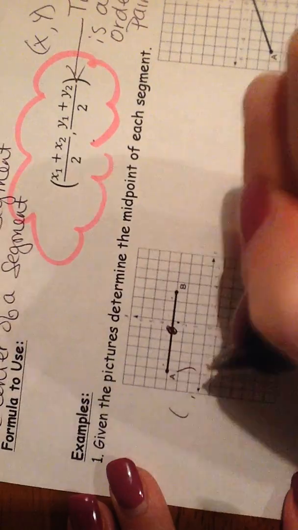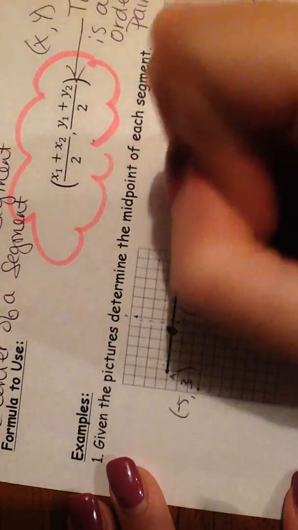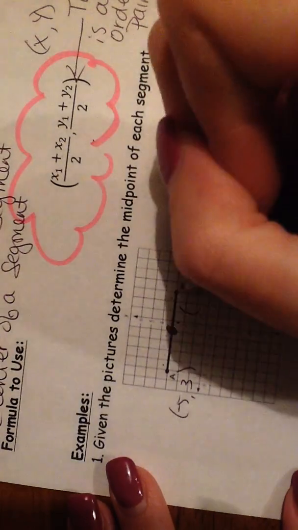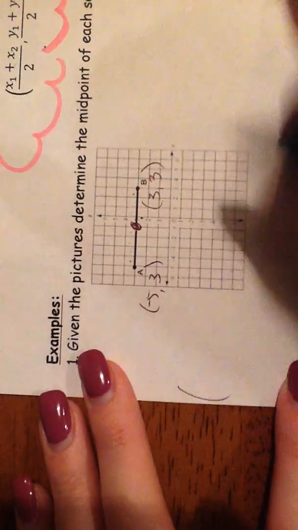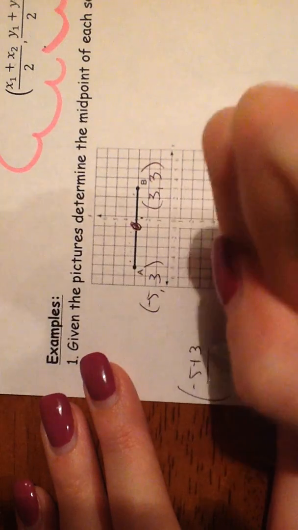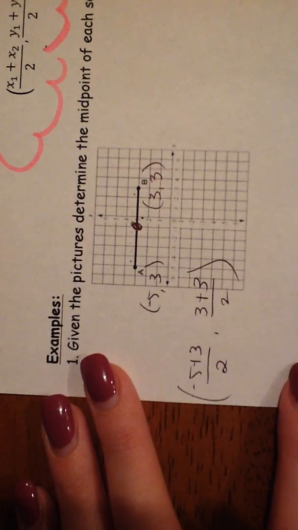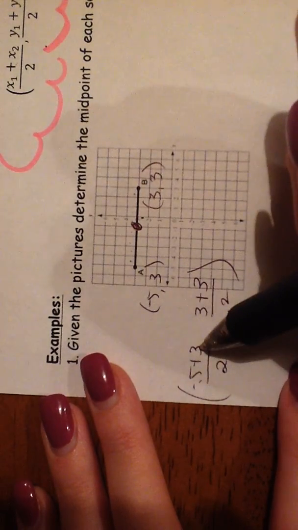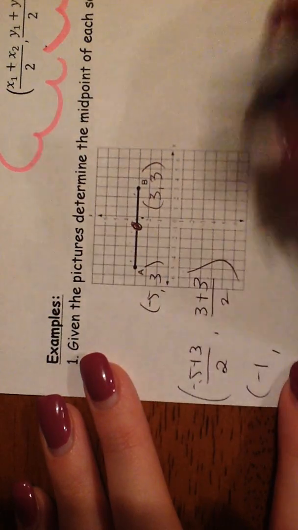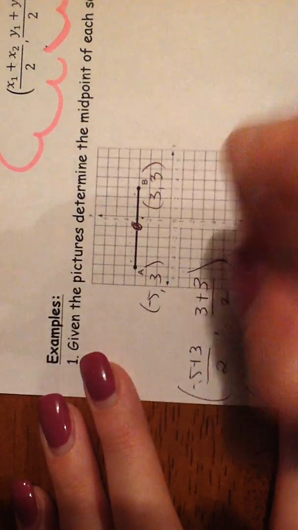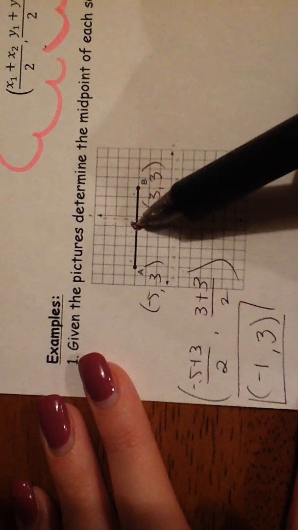So first thing I'm going to do, write down my ordered pairs. So I have negative 5, 3 for A, and I have 3, 3 for B. So all I do, set up my formula. So negative 5 plus 3 divided by 2, and 3 plus 3 divided by 2. From here, I do the rest in my head. Negative 5 plus 3 is negative 2. Negative 2 divided by 2, negative 1. 3 plus 3 is 6. 6 divided by 2, 3. So my midpoint is negative 1, 3. And if I go to plot negative 1, 3, notice it is that point that I plotted.